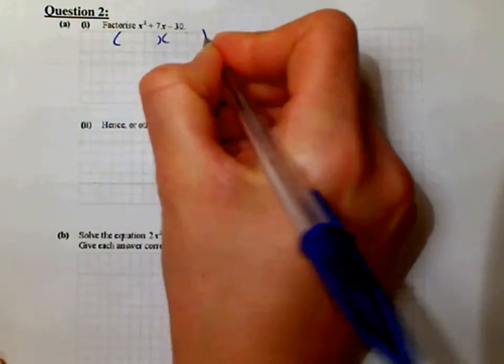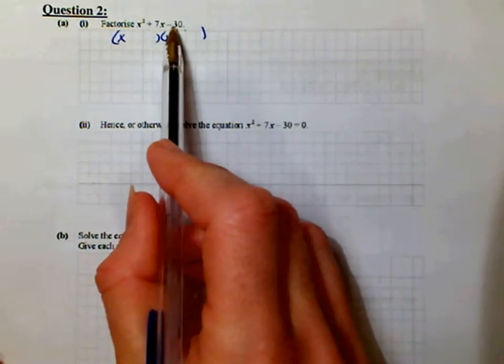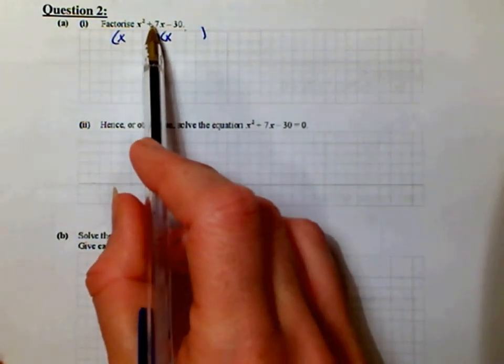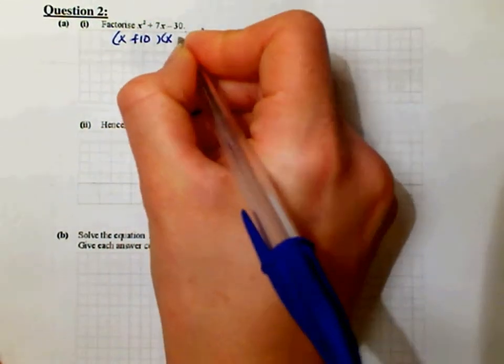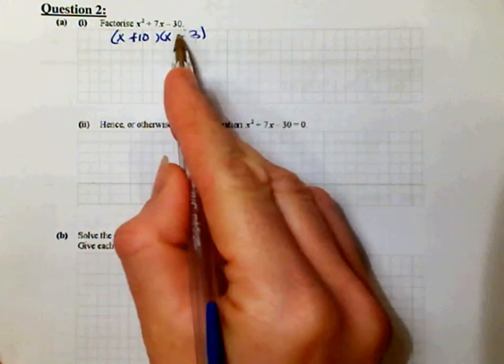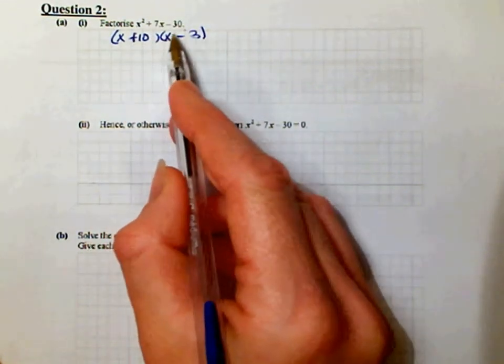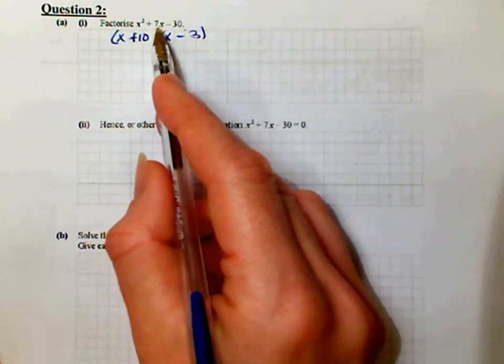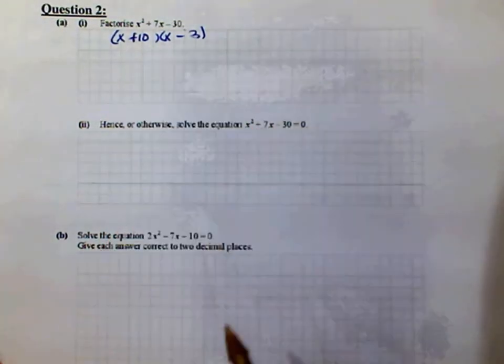So two brackets, so x and an x, two numbers that multiply together to give us minus 30 and add or subtract together to give us plus 7. So we're going to use plus 10 and we're going to use minus 3. Plus 10 by minus 3 multiplied together give you minus 30, and plus 10x take away 3x give you plus 7. So that's the first part done.